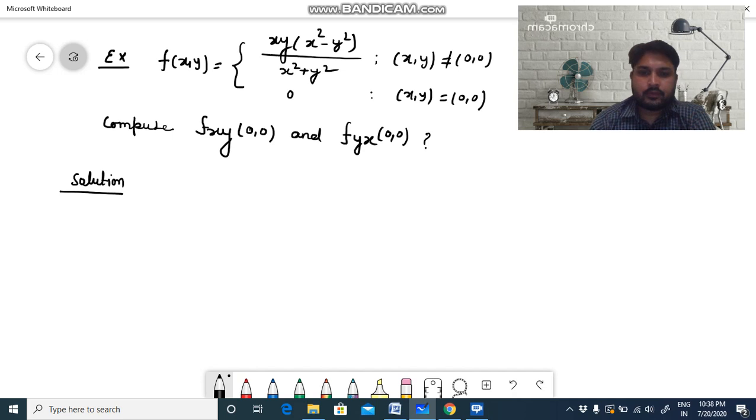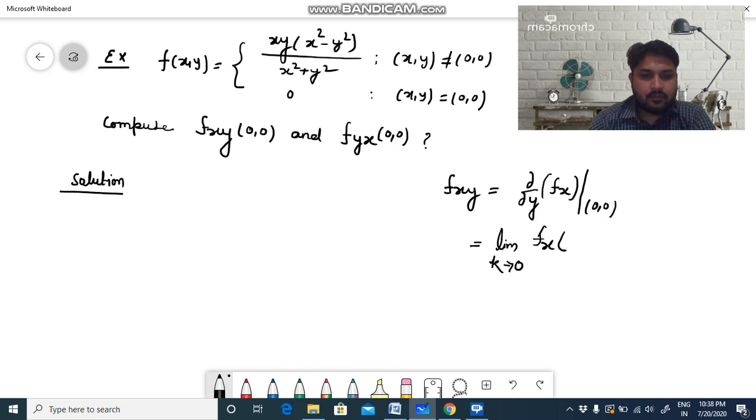As we know, the partial derivative f_xy, we can write this as ∂/∂y of f_x at the point (0, 0), and this will be equal to the limit k tends to 0, because we have to differentiate it partially with respect to y. In case of y, we take variable k and we have to partially differentiate the function f_x at which point? At (0, 0). So we will use here (0, 0 + k), that is f_x(0, k) minus f_x(0, 0) whole upon k.